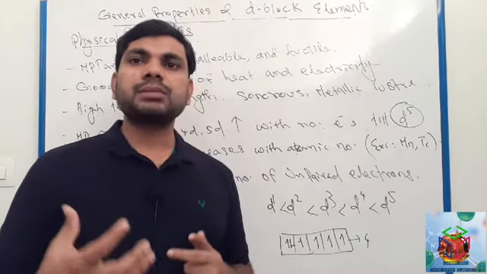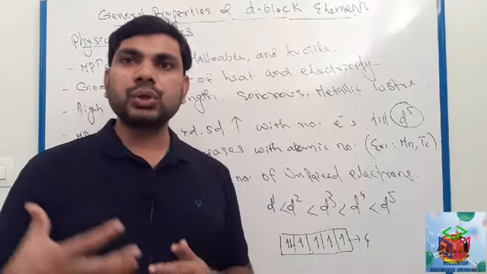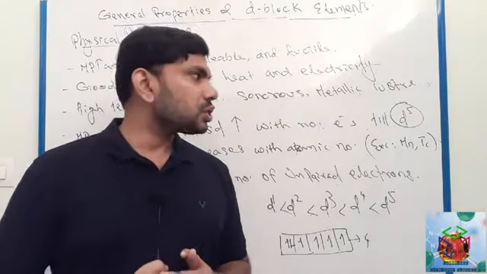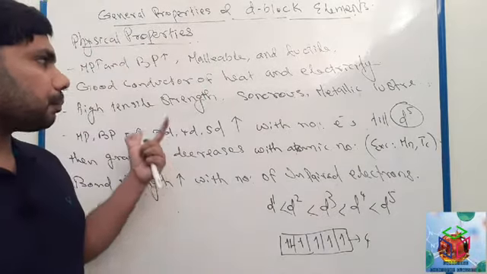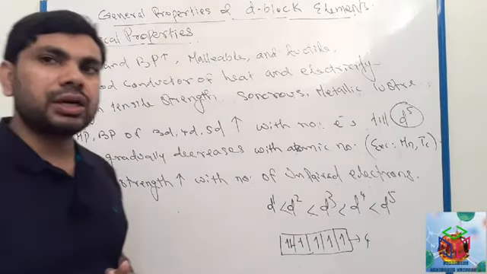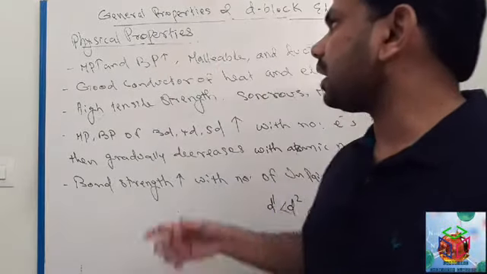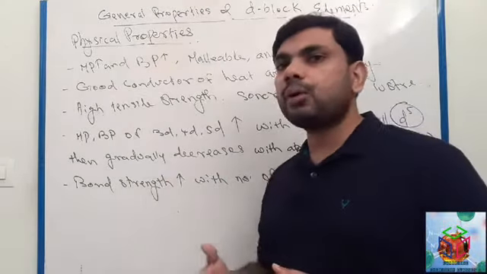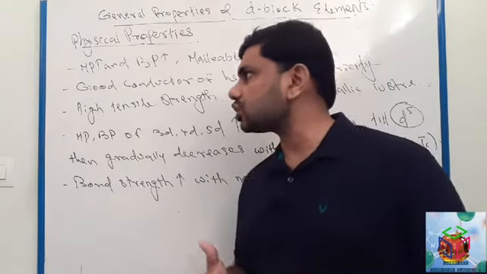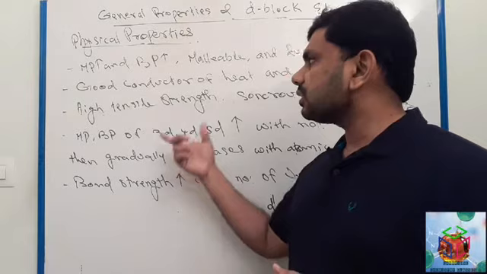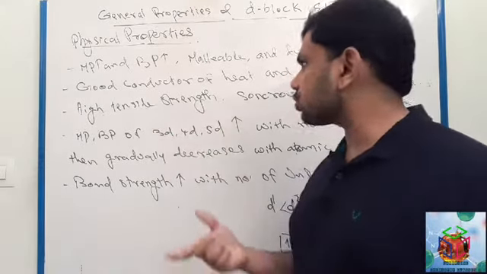Okay, because there are more unpaired electrons involved in chemical bonding, showing more bond strength. So these are the general properties we have to understand here. Here we discuss d block elements. They have high melting and boiling points. They are malleable and ductile. They are good conductors of heat and electricity. They have high tensile strength.